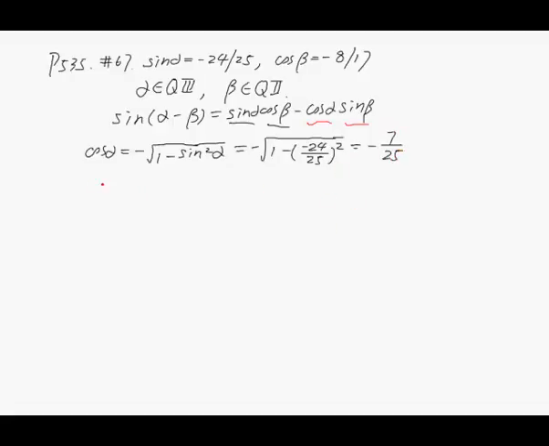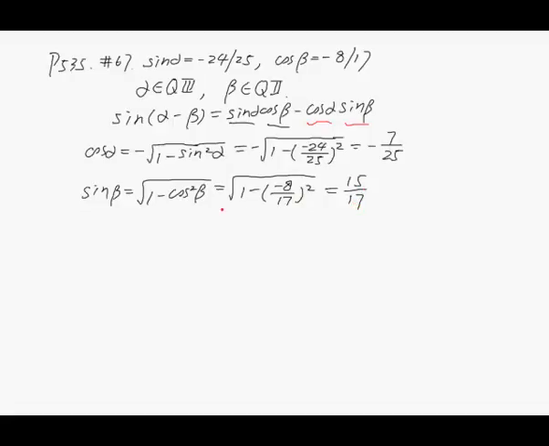And we can also find the sine beta. So beta is in the quadrant 2, so sine beta is positive. So sine beta is equal to the positive square root of 1 minus cosine square beta. So this guy is equal to the square root of 1 minus the square of negative 8 over 17. And you can simplify using a calculator. Then you can get 15 over 17.